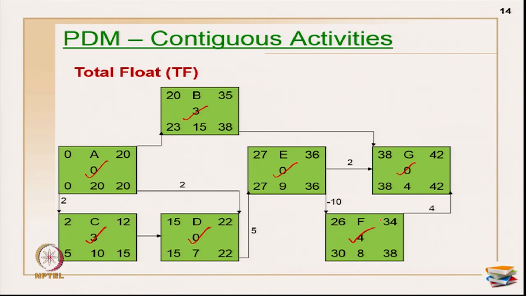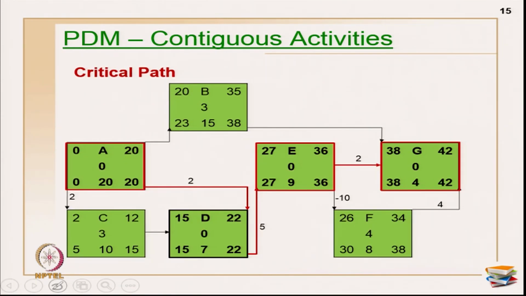If you see here, what are all the activities which have 0 as a total float? I have activity A, I have activity D, I have activity E and I have activity G. Okay. So, the critical path is something like this: activity A, then I have activity E and I have activity G. So, all these 4 activities are on the critical path. So, that is the meaning of drawing this contiguous activity execution.